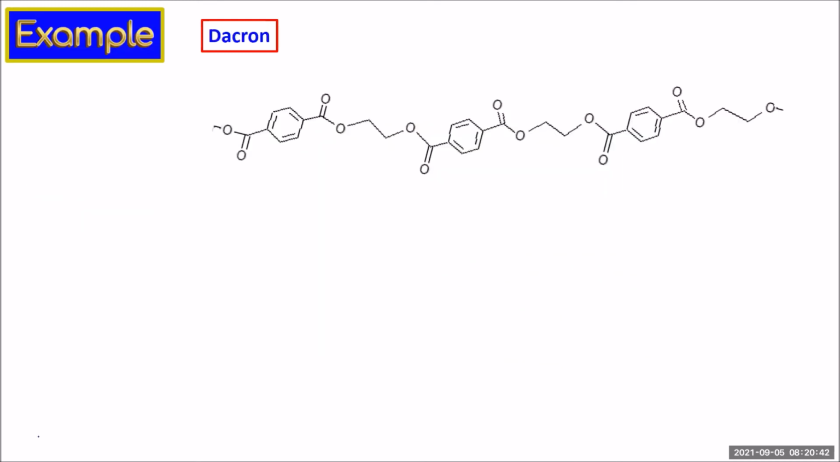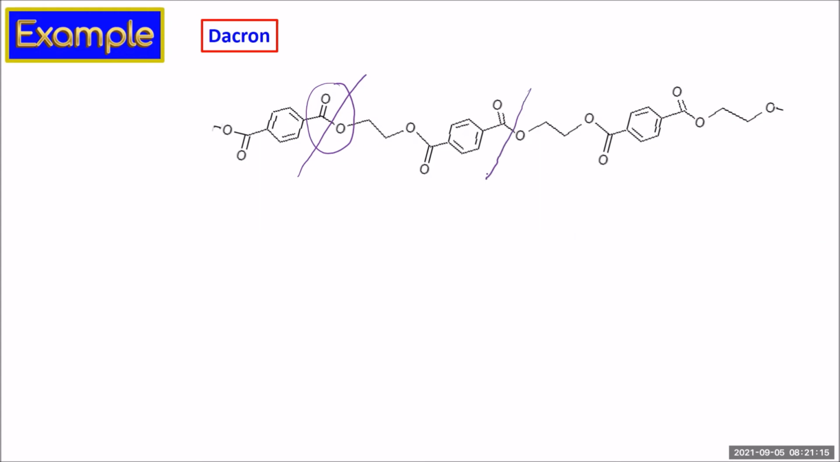I want you to pause the video and I want you to have a go at Dacron. This one's a polyester, so you're going to need to be identifying ester groups. Have a go. All right, step 1 was to identify an ester group and break it. I'm going to choose this one and break it. It doesn't matter if you chose a different one. I'm going to then find where this polymer repeats, which is this point here.